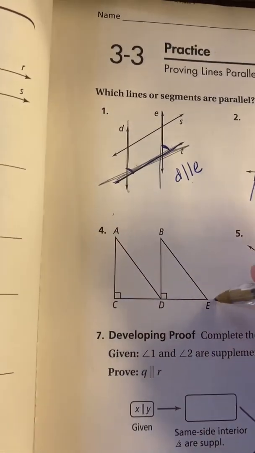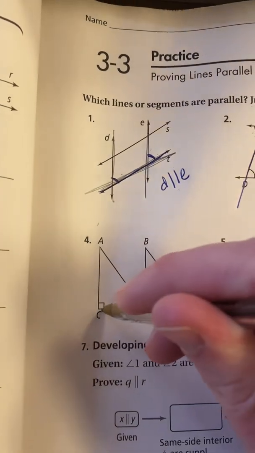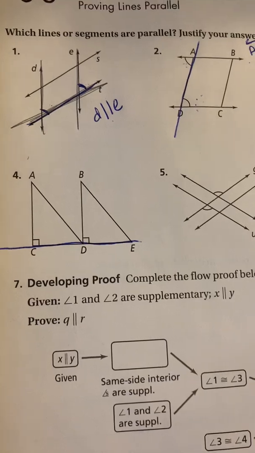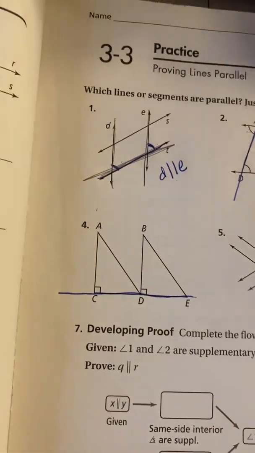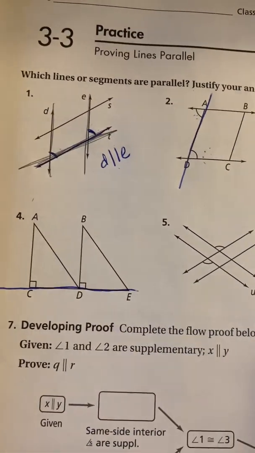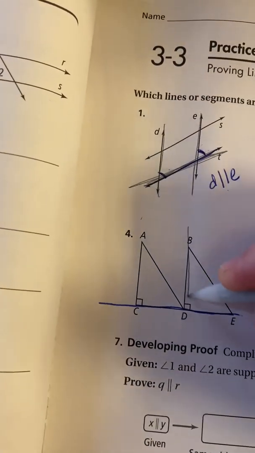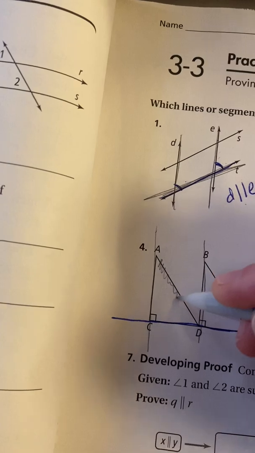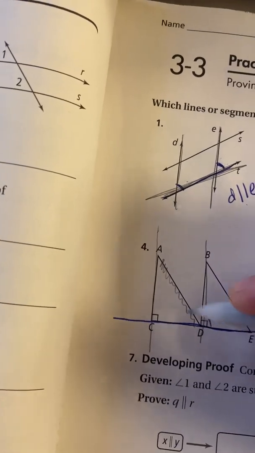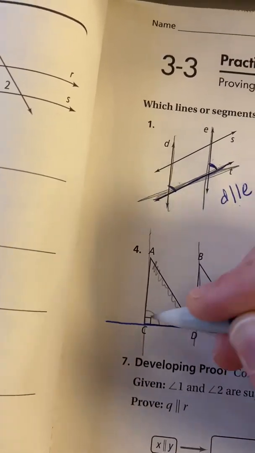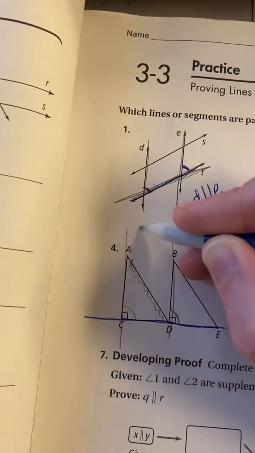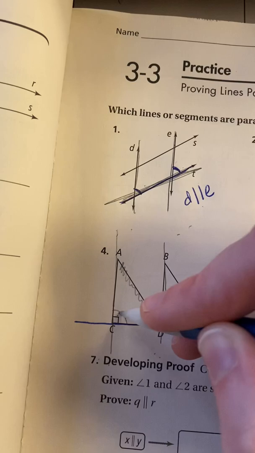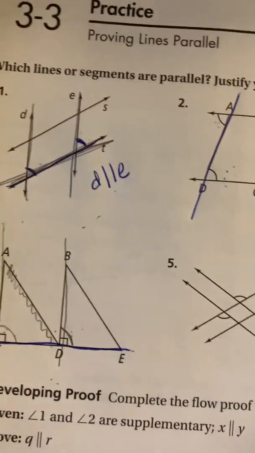So let's try to figure out this one. Here's our transversal. So let's look at this one and this one. So we're going to ignore this. We have this and this are the same, and those are corresponding. So that means this line is parallel to this one. So line AC is parallel to BD because those are corresponding.